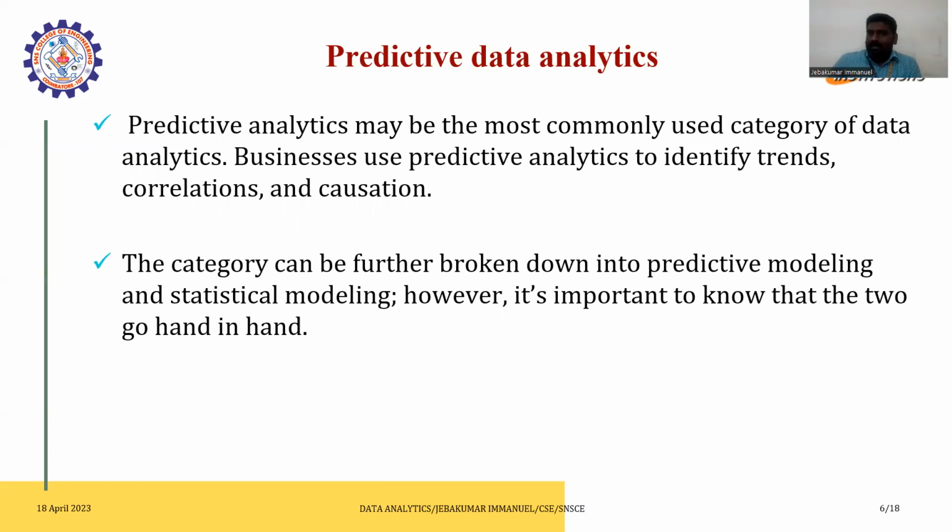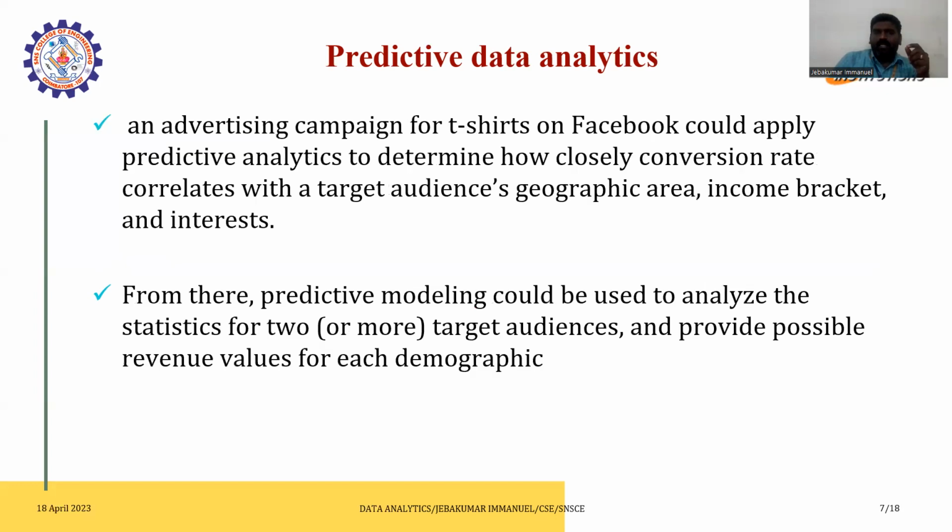This category can be broken down into predictive modeling and statistical modeling. These are two different types: predictive modeling and statistical modeling. In these two categories, we are going to describe here. One advertising campaign for T-shirts on Facebook may use predictive analytics to find how closely the conversion rate correlates with the target audience.